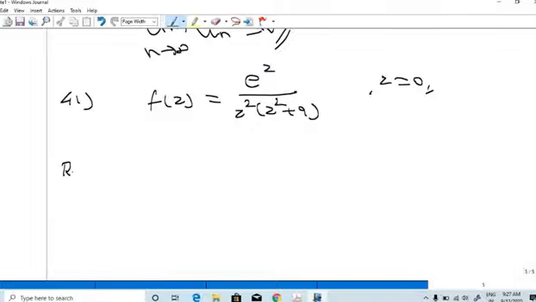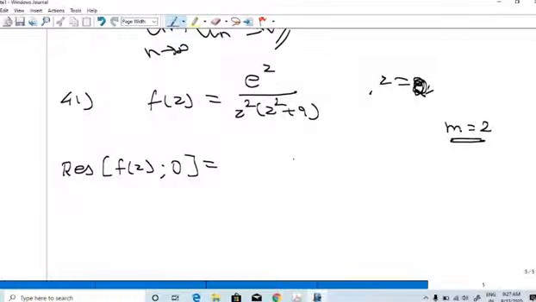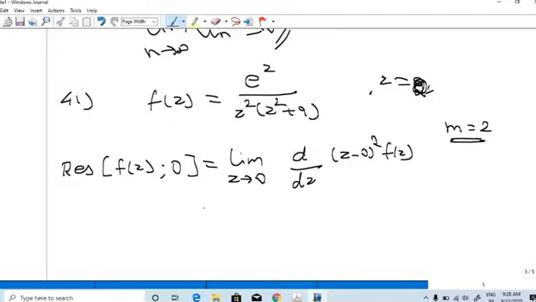Therefore, residue of f of z at the point 0. So here we know that m equal to 2 because the order is 2. Pole of order 2. Therefore, first, what is the formula? Limit z goes to 0, 1 by (m minus 1) factorial. m minus 1 is 1, factorial is 1. Then d by dz to the power m minus 1, which is 1. And then (z minus 0) whole square into f of z. So this is equal to limit z goes to 0, d by dz of z square into f of z.